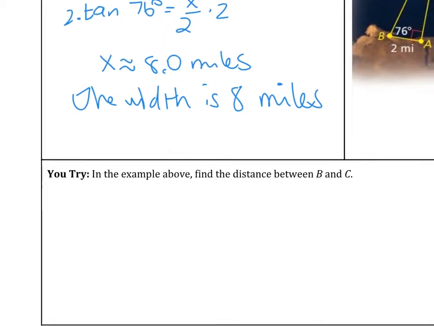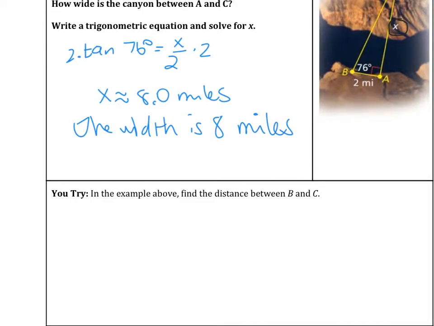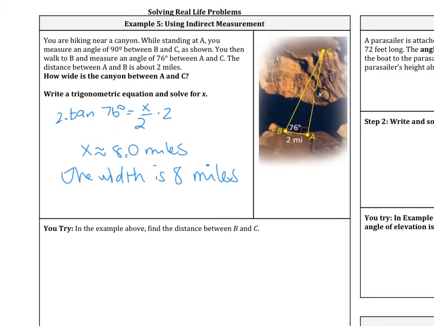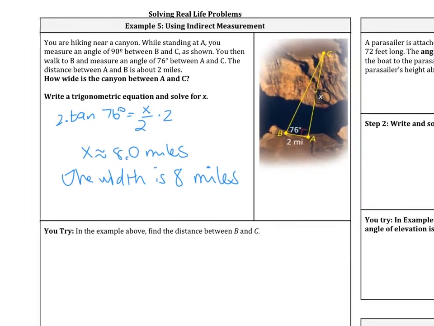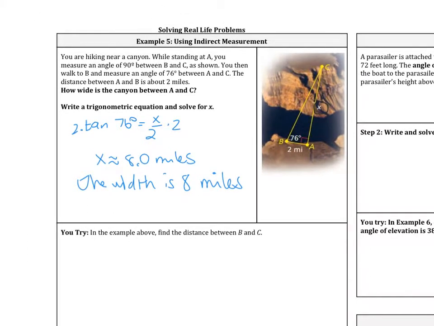So let's try this one. In the example above, find the distance between B and C now. So between B and C, let's label that lowercase a. Go ahead and write another trig ratio to solve for that. Again, use the 76 degrees and the 2 miles. Don't use the x. Use the 76 degrees and 2 miles to find a. Pause the video and see if you can figure it out.